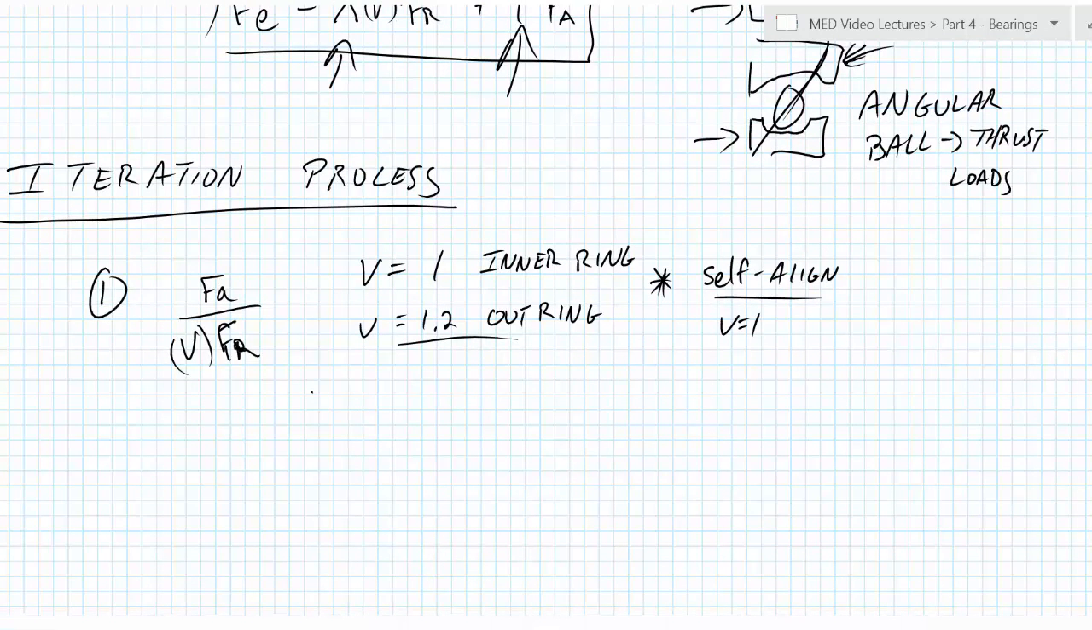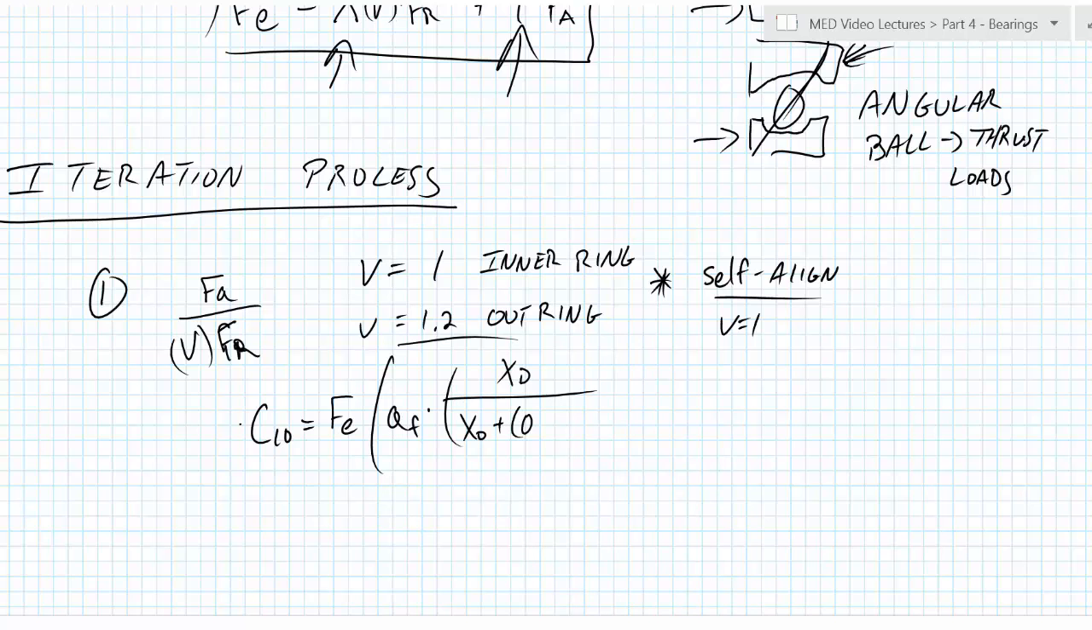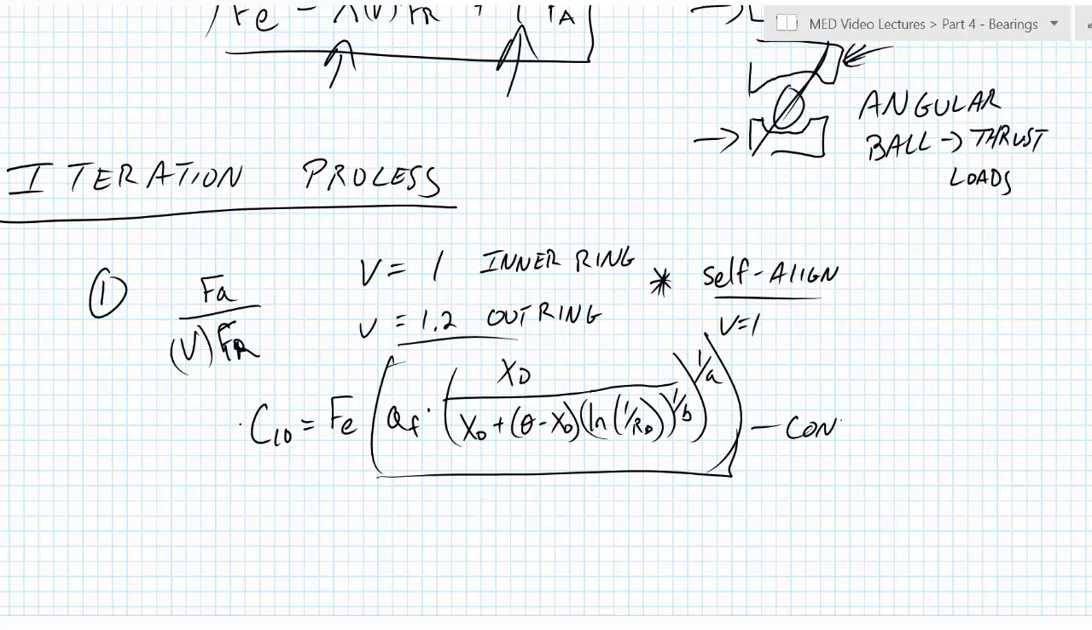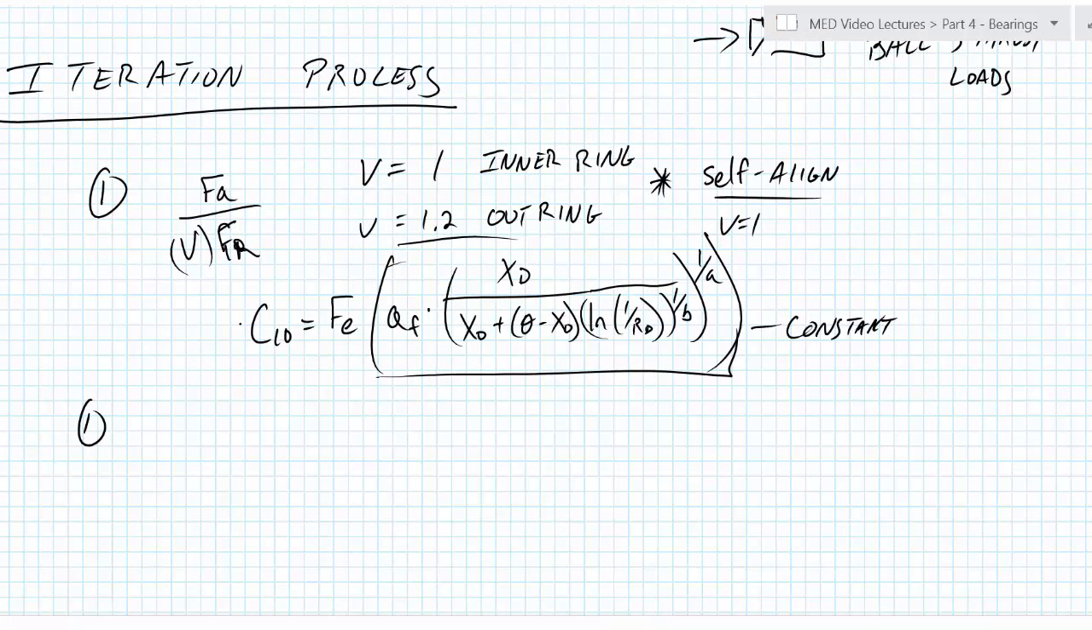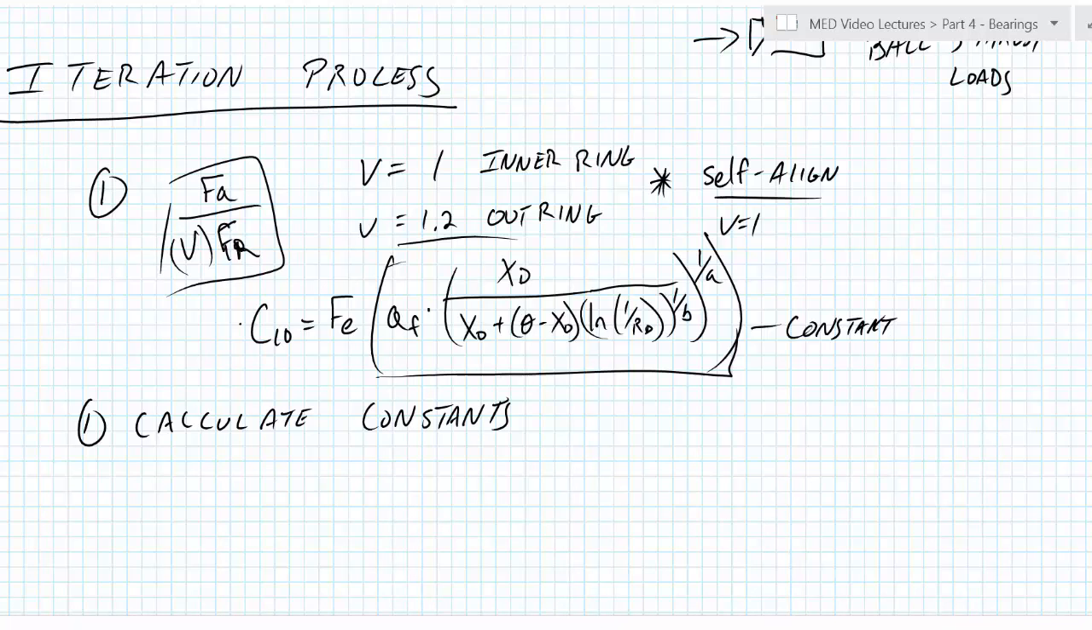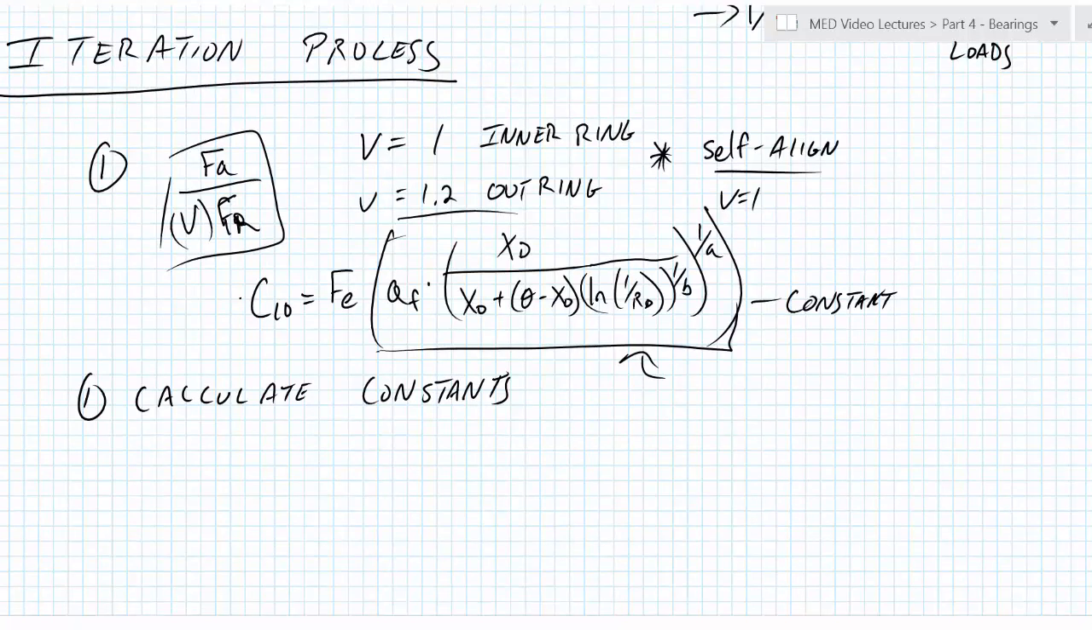I like to calculate this constant life part so that we have our C10 equals our equivalent force, which is what we'll be calculating, multiplied times AF times our XD over the reliability that we want, X0 plus theta minus X0 times the ln of 1 over the reliability we want, raised to the 1 over B, and all of that to the 1 over A. So note that all of this is constant throughout this iteration process. So step one, if I was to write this in words, is calculate the constants. Those constants we'll need are this ratio and this parameter, which we'll continue to plug and chug away as we change our FE values.